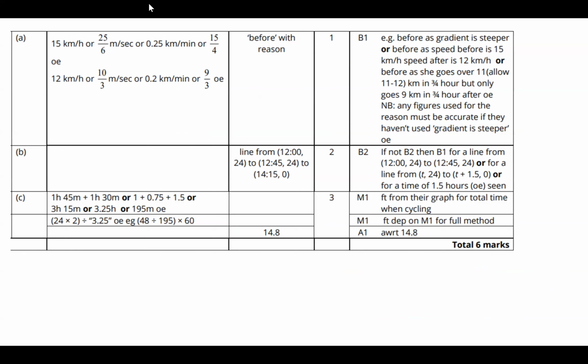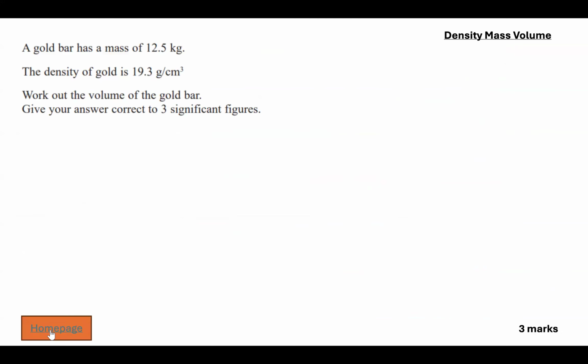Let's go back to the home page. And in fact, we don't need to because the next topic that I wanted to cover was density, mass, and volume. Now, another formula that you need to know is DMV. So density is equal to mass over volume.